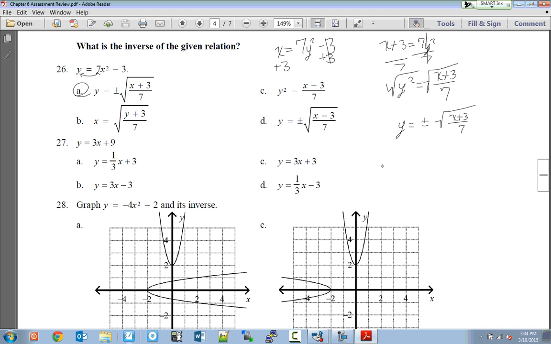For number 27, we also need to find the inverse. So go ahead and switch x and y to get x equals 3y plus 9, subtract the 9.